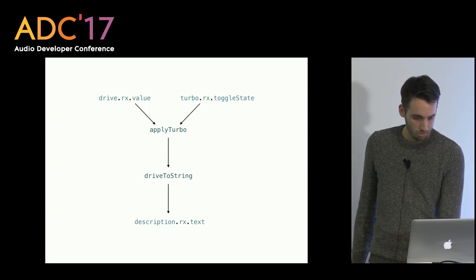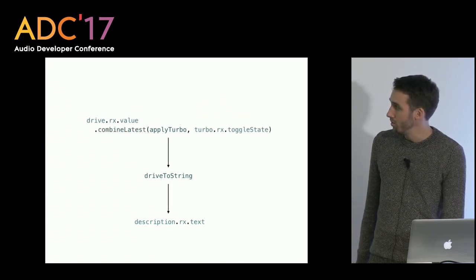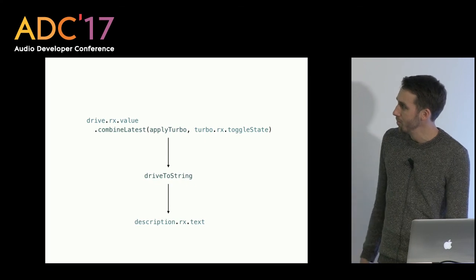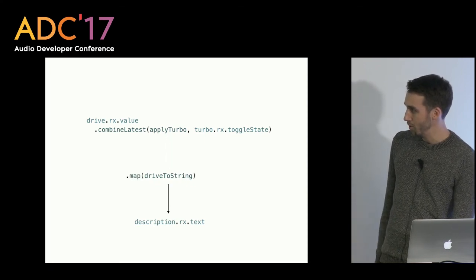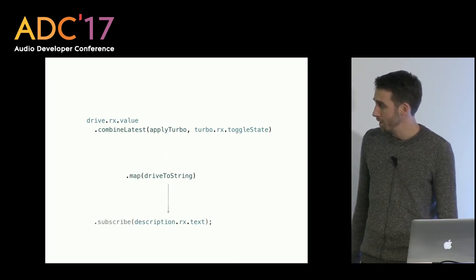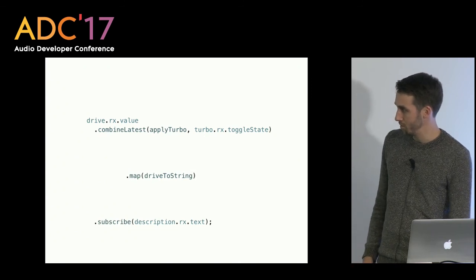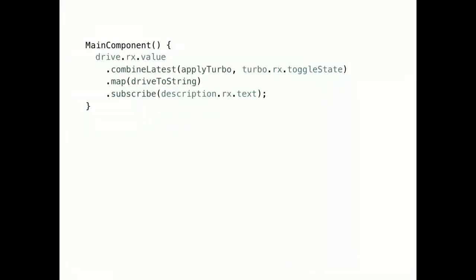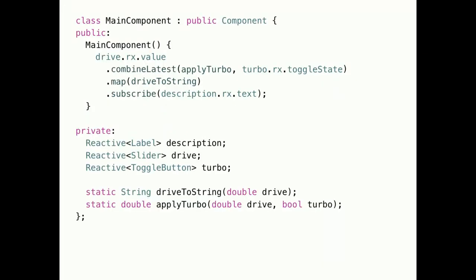And from here, we can do this, get rid of one arrow, and there's this combine latest. And then we get rid of this arrow and just write map. And then we get rid of that arrow and write subscribe. Okay. And then let's just put that in the constructor, and we're done.